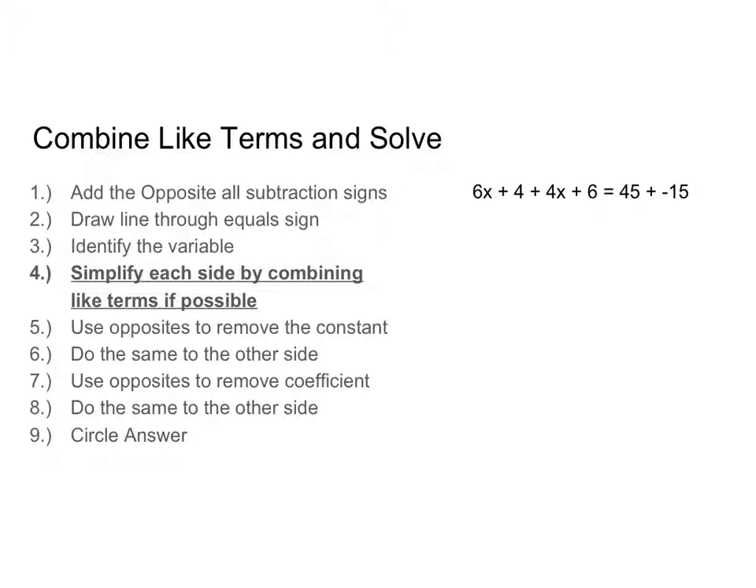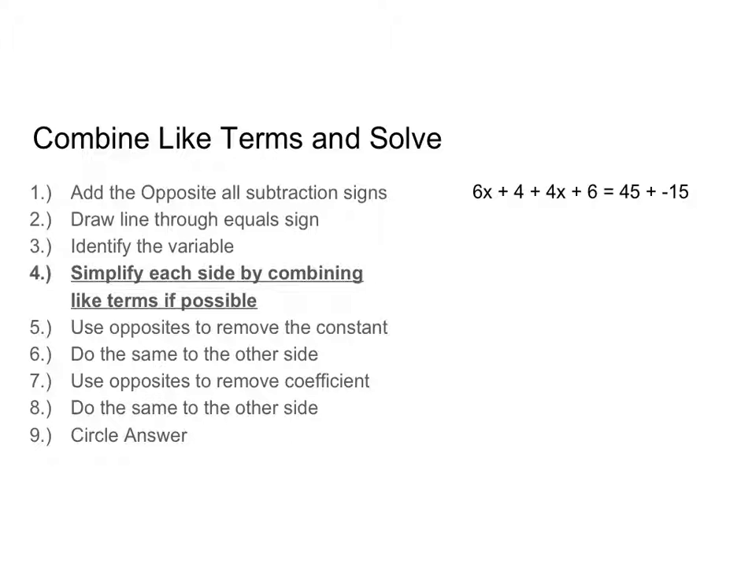Okay, let's get into it. Let's combine like terms and solve. So here you can see we have our equation. It's a lot more involved than the ones we've seen before, but we'll work on simplifying it. We have 6x plus 4 plus 4x plus 6 equals 45 plus negative 15.